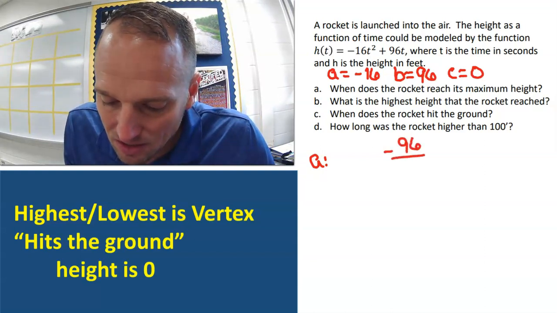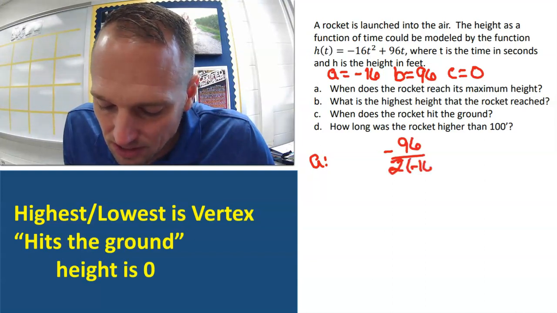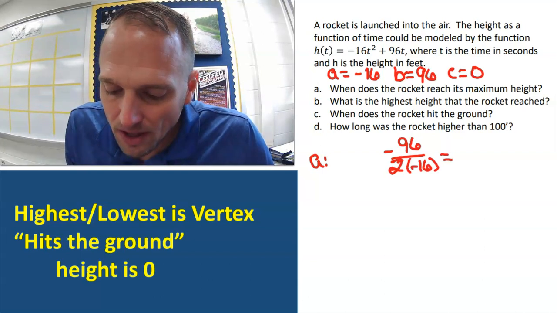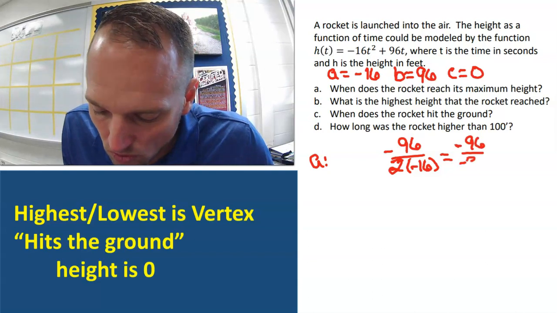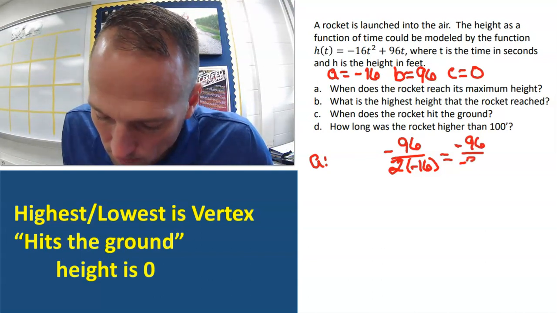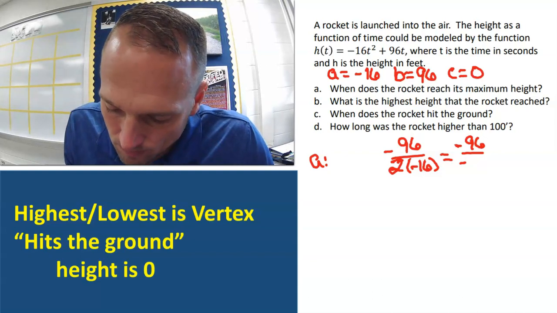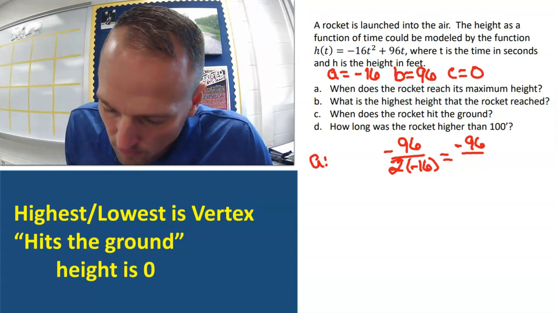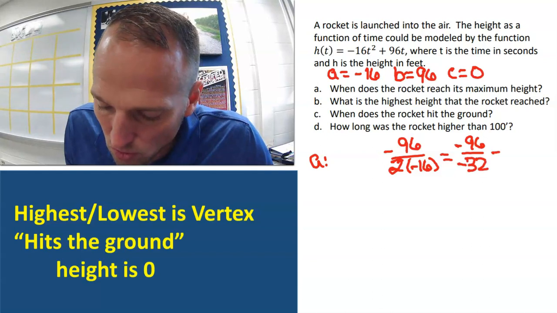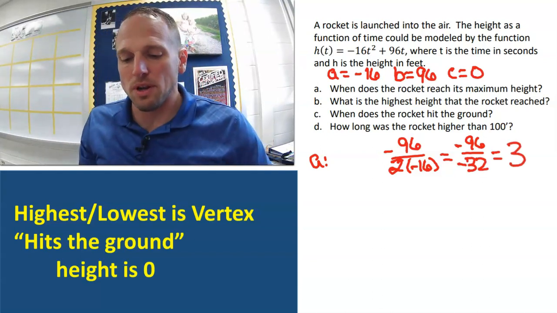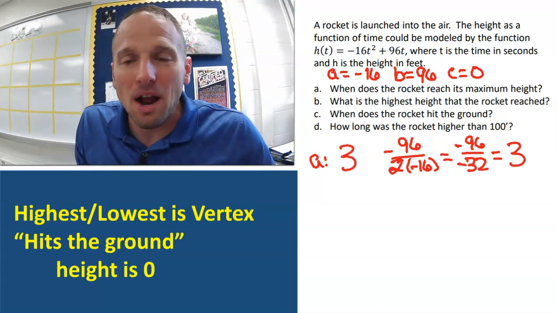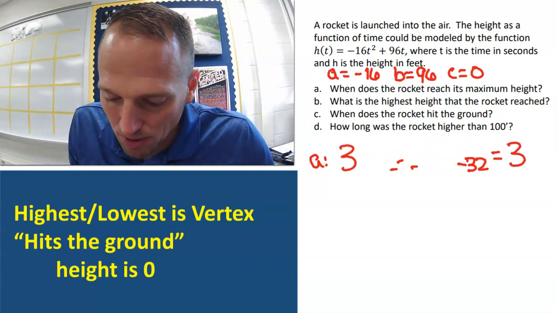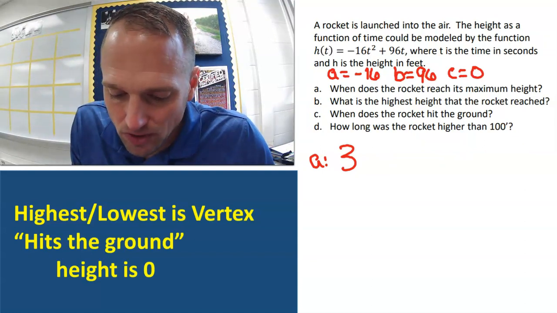Negative 96 over 2 times negative 16. That's going to be negative 96 over negative 32, which is going to be a positive 3. Okay, so we know at 3 seconds, that rocket is going to have reached its maximum height. Now that's the x value of the vertex.